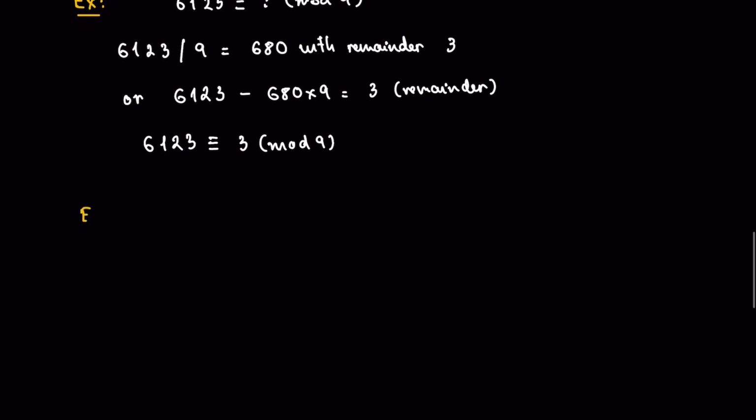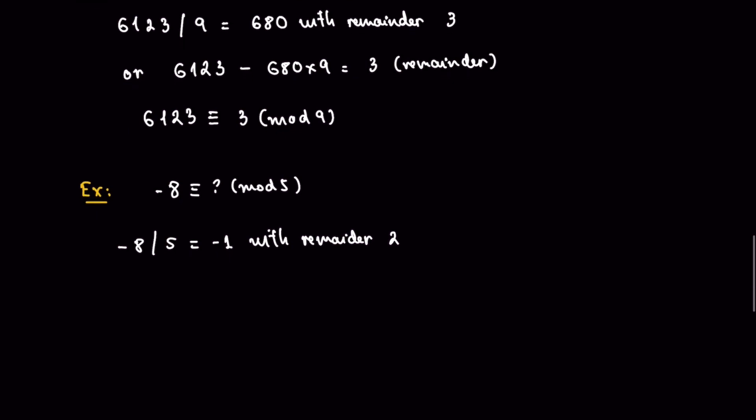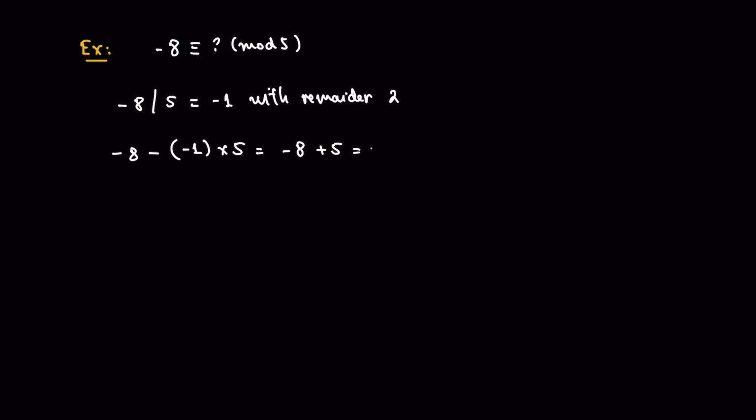So what happens when you have a negative number? So negative 8 is congruent to what number in mod 5? So for a negative number, you're going to carry out similar calculations. That means you're going to take negative 8 divided by 5, and the integer quotient is going to be negative 1. So negative 8 divided by 5, you get negative 1 with remainder 2. So how do I get this? All right. So negative 8 minus negative 1 times 5, or this is negative 8 plus 5. So the result is negative 3.